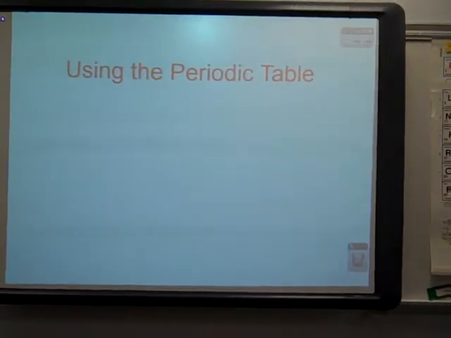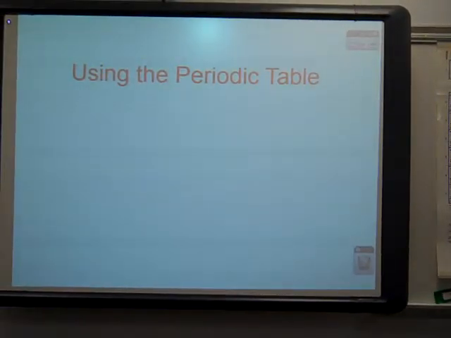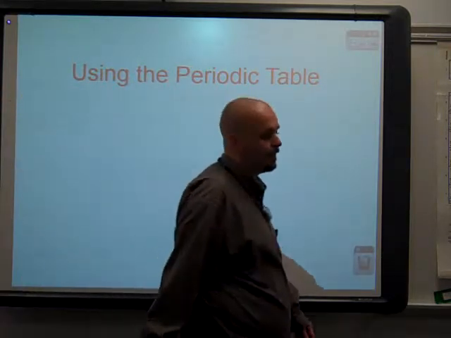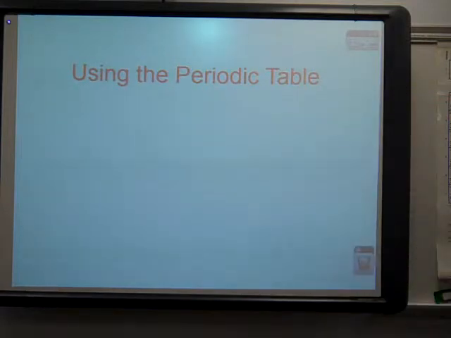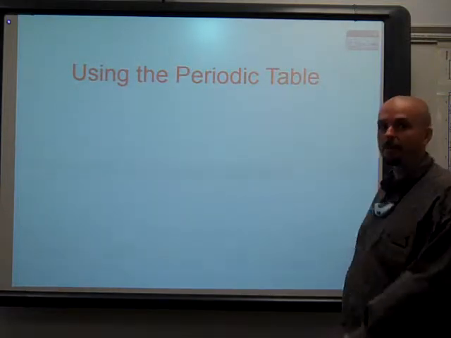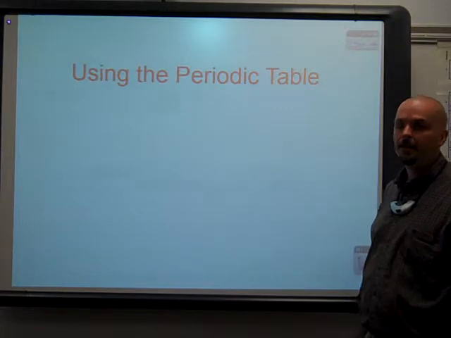Now, this is the first of two videos that I'm going to be doing on the periodic table. In this first video, we'll look at some of the basic information found in each of the boxes, how to use that information to find the number of protons, neutrons, and electrons in a neutral atom.